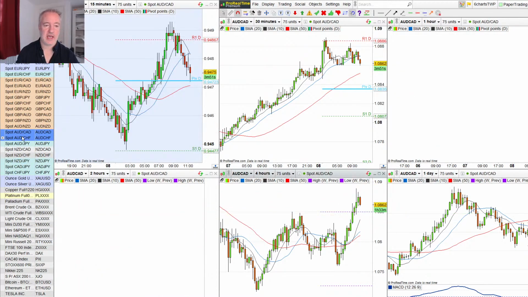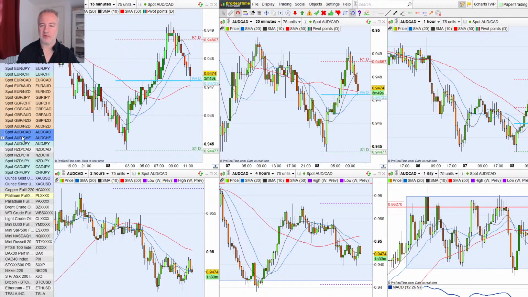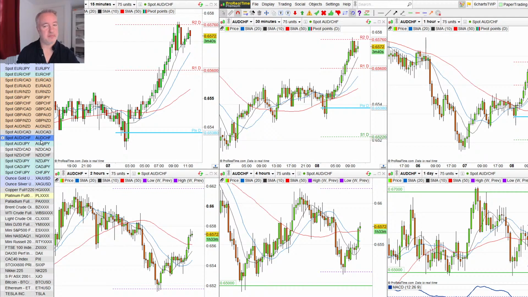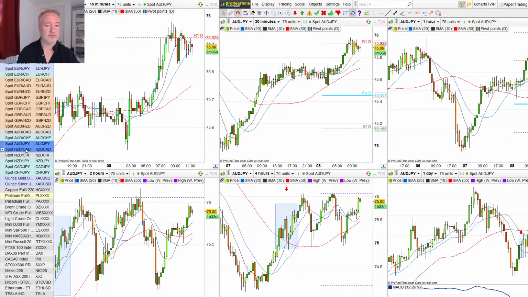Aussie CAD. Aussie CAD's moving, but it's sideways. Look at that sideways ranging motion. Double bottom here. That's a stay away. So that's a no trade. Aussie Swissie, just a mad mess. Aussie Yen, nope. That's a mad mess.